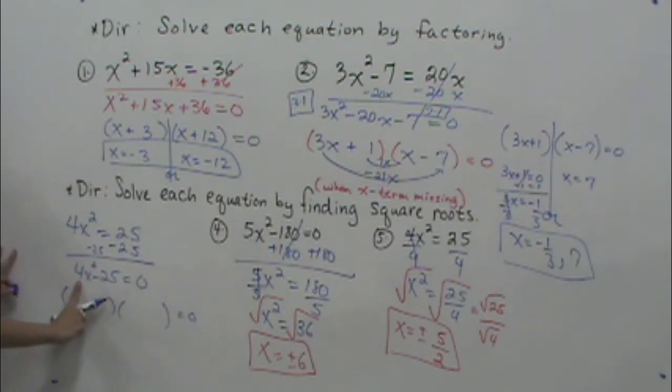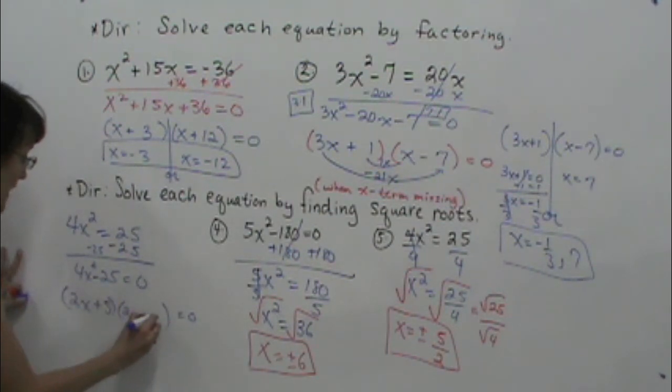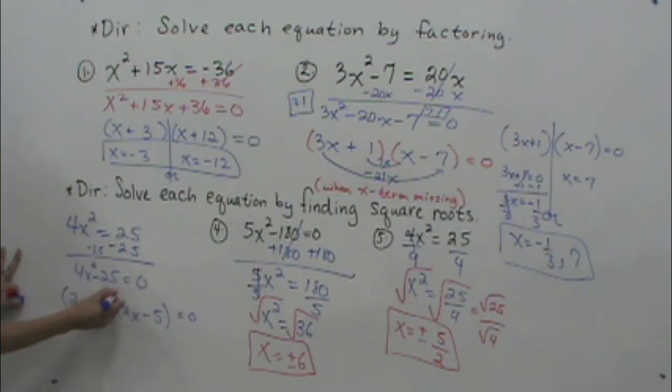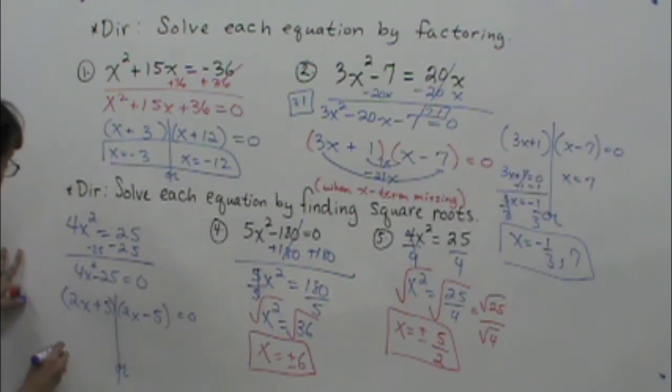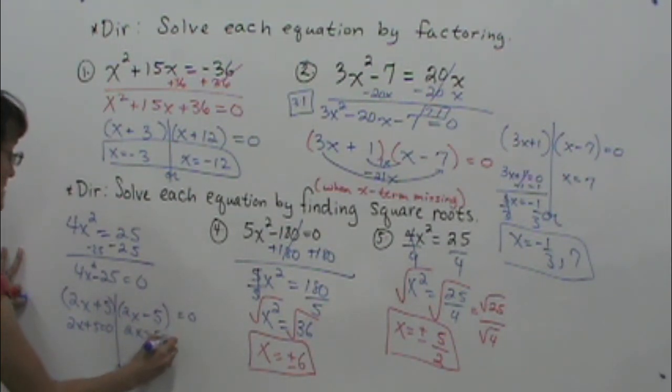Okay, and what is the square root of 4? That's going to be 2x and 2x. And then what's the square root of 25? That is a 5. But this is a minus, so that's difference. The difference of 2 perfect squares going on there. Plus 5 and minus 5. And then here is our split. Okay, here's my OR piece. And then I've got 2x plus 5 is equal to 0. And then 2x minus 5 is equal to 0.